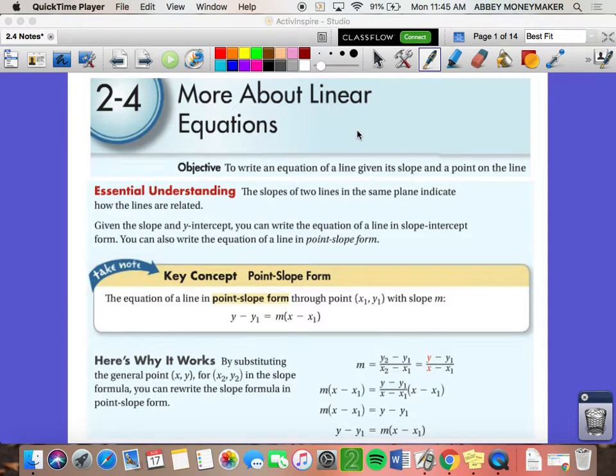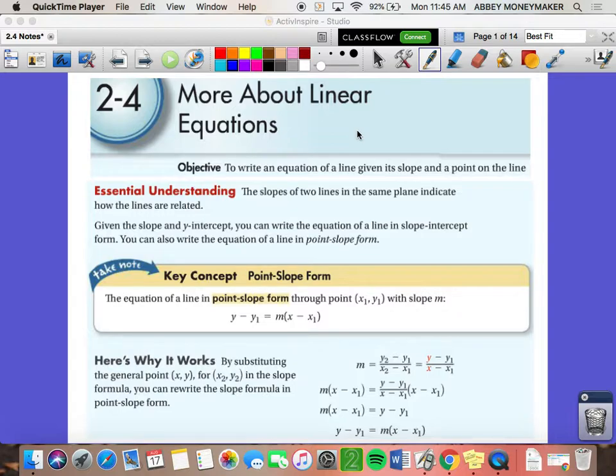Alright, y'all, this is the second half of the lesson for today. We're going to talk about more linear equations. Specifically, we're going to look at point slope form, and then we'll also look at standard form. If you are in Algebra 2 CP, you won't see standard form too terribly much, but if you're in Honors Algebra 2, you definitely need to make sure you understand the standard form.